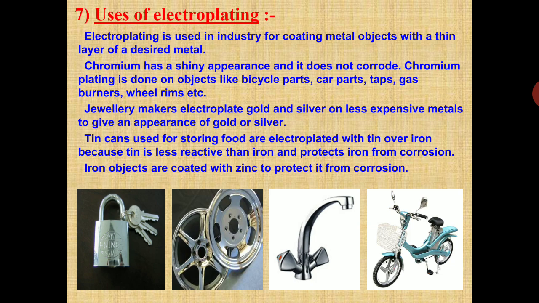Jewelry makers electroplate gold and silver on less expensive metal to give the appearance of gold and silver. Tin cans used for storing food are electroplated with tin over iron because tin is less reactive than iron and protects it from corrosion.